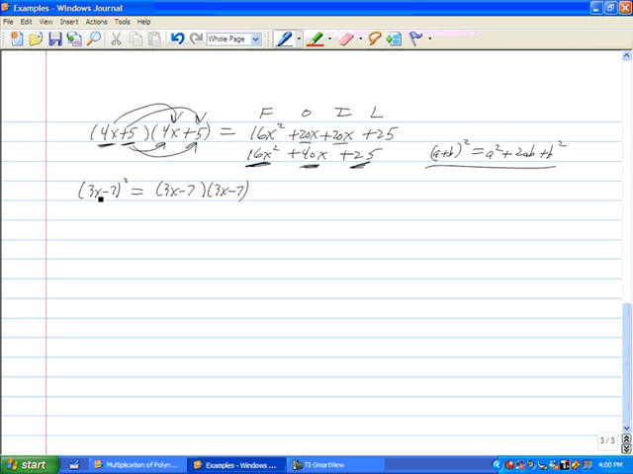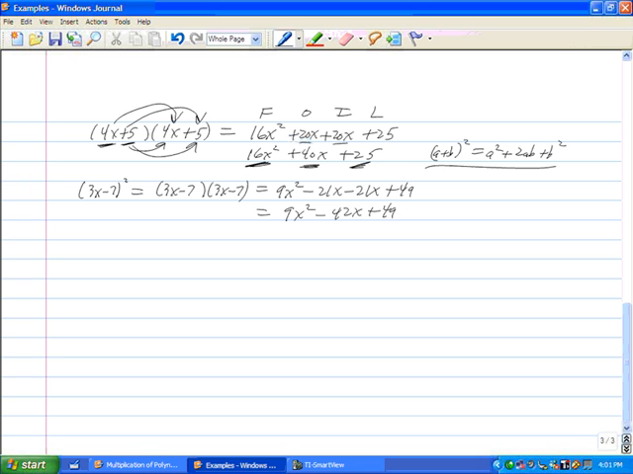Alright, don't try and square it in this form. Write it out twice. Do first times first, inner and outer, last times last. Combine your like terms, and you really don't have to worry too much about this formula.